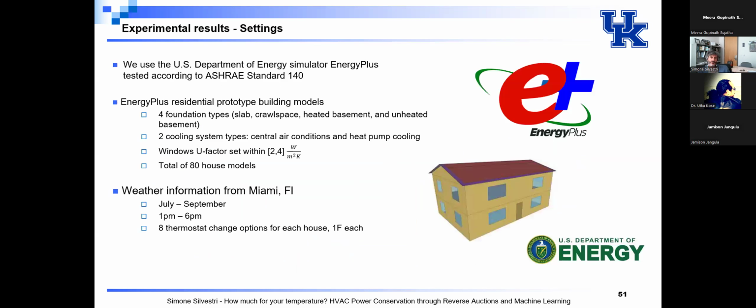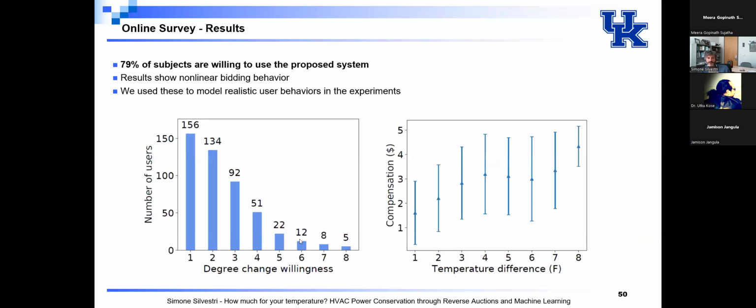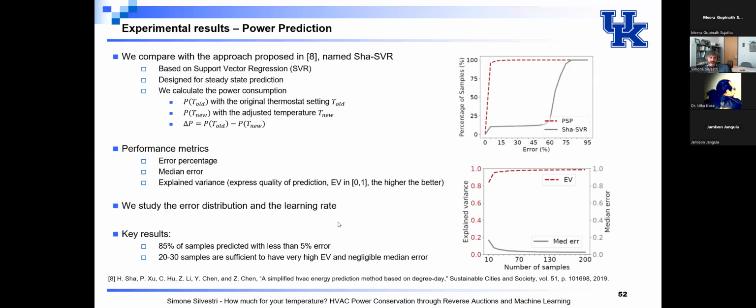So in order to validate this approach, we use EnergyPlus, which is one type of energy simulator. It's very well known and extremely reliable. We created several houses with different energy profiles in terms of energy consumption. In total, we have 80 different houses. And we consider a period between July and September within a certain time. And then we allowed at most 8 thermostat change options, because as you can tell, users will not go beyond 8 anyway. So let me show you some results.